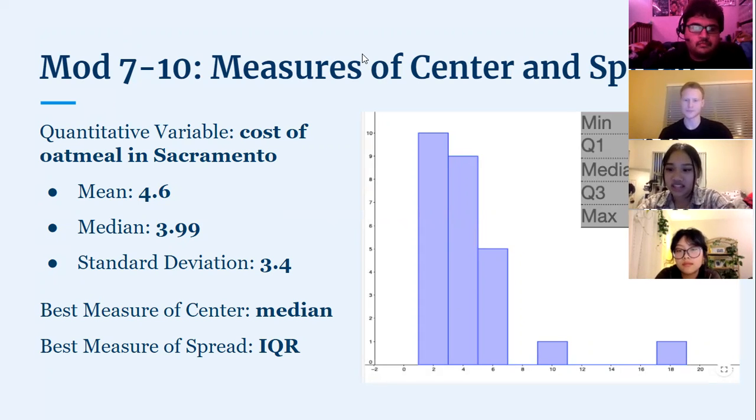We decided that the median and IQR would be the best measurements for center and spread because the data is skewed to the right, and there are also outliers that would offset the mean and standard deviation. And you can already tell, considering the median is 3.99 and the mean is 4.6, that 3.99 is closer to the center of the data.